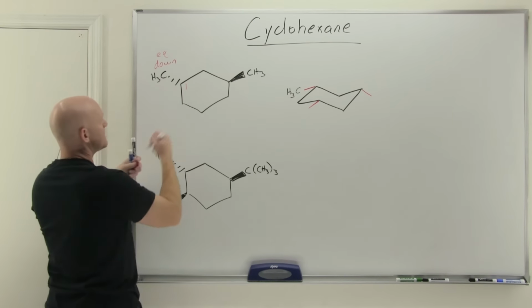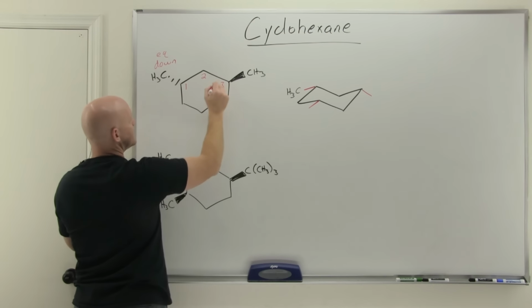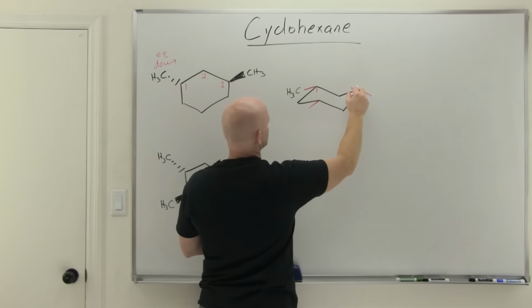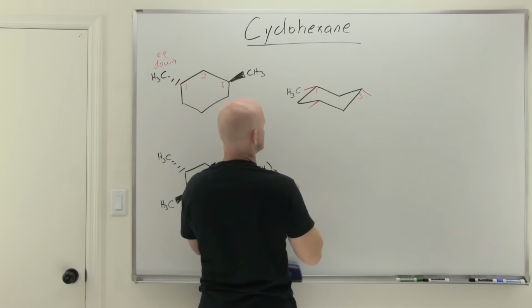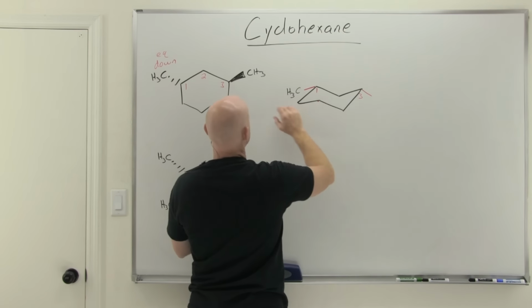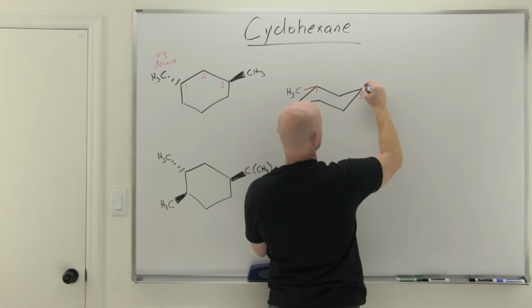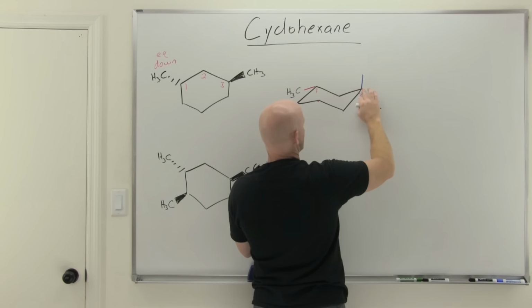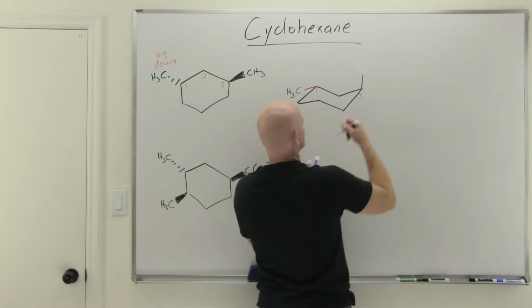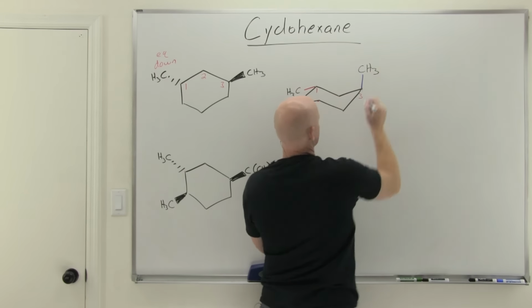So, if I choose him to be number 1, then I should number around clockwise till I get to position 3. So he's 1, so he's going to be position 3. And in this case, at position 3, I just have to pick whatever's up. Well, the equatorial points down. I don't get to use him. I have to use whatever's up, which in this case happens to be axial. And that's where that other methyl group is going to be.